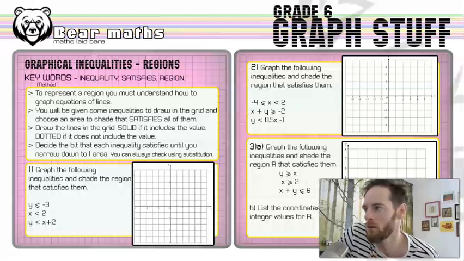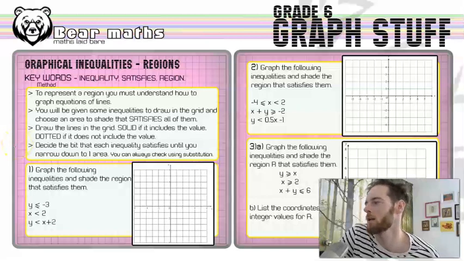Solid if it includes the value, so if there's a little line under the inequality, then you're going to draw a solid line, and dotted if it does not include the value. So if there's no line under the inequality symbol, then you draw a dotted line, either way round, it doesn't matter which way the arrow is pointing. Decide the bit the inequality satisfies until you narrow down to one area, and then check using substitution, just to make sure you've got the right area identified before you shade anything in.